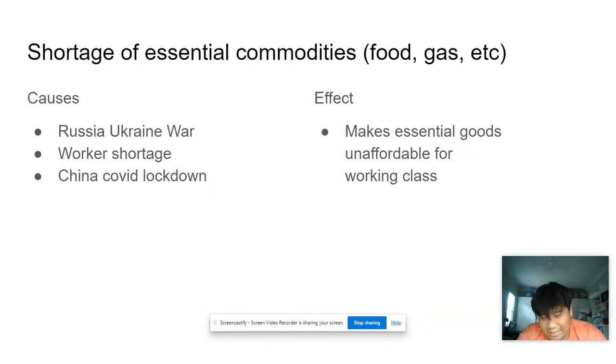Take Egypt for example. Because of the Russia-Ukraine war, they lost 80% of their grain imports. And this isn't specific to Egypt. A lot of European countries also felt the pain.